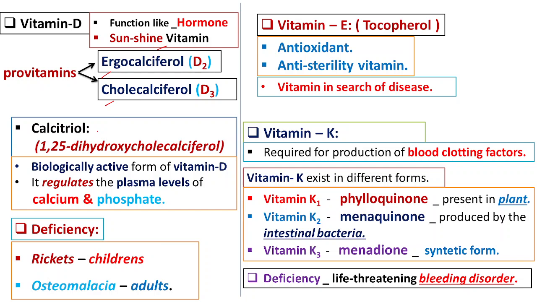Coming to calcitriol, it is 1,25-dihydroxycholecalciferol. It is the biologically active form of vitamin D, which regulates the plasma levels of calcium and phosphate, right? Whenever the calcium and phosphate levels in the plasma are getting down, the calcitriol will activate, and it will act in the intestine, which helps absorb calcium and phosphate from our diet.